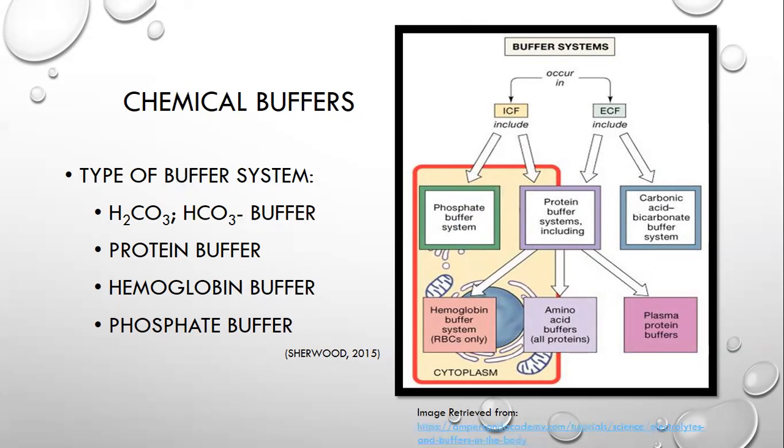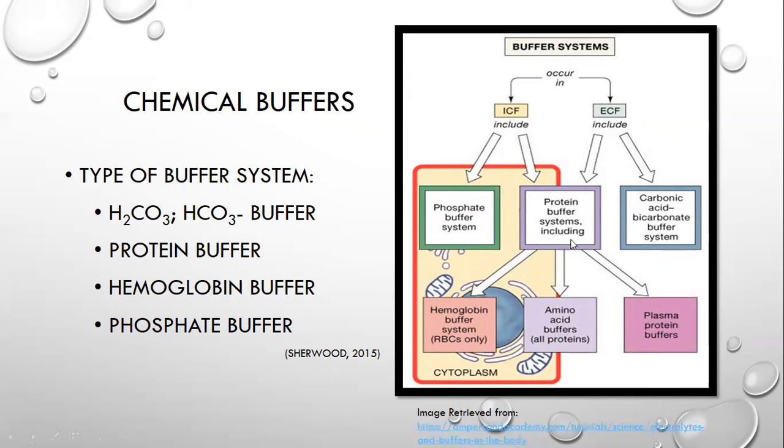The third buffer system we'll discuss is the hemoglobin buffer system, and this is one that we've talked about previously when we discussed blood and hemoglobin. So the hemoglobin buffer system works against carbonic acid changes. The last buffer system is the phosphate buffer system. This buffer system also buffers the intracellular fluid, just like the protein buffer system. But the big main difference with the last buffer system is that it plays an important role in the urinary system because it is a urinary buffer.